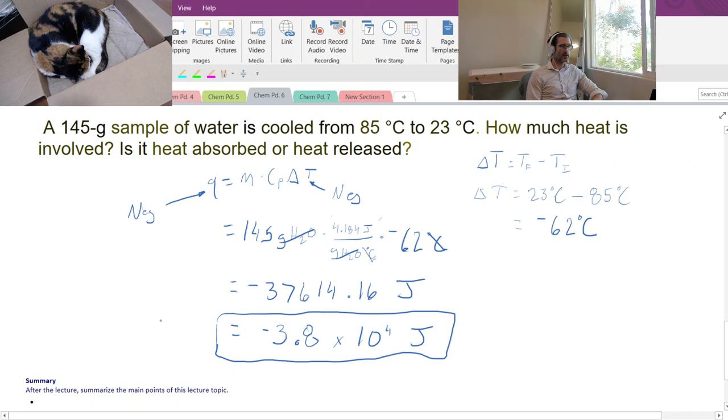We had a special name for this when heat's released. Does anyone remember that name? Heat's released. I'll give you a hint. It starts with an E and ends with thermic. Exothermic. These are exothermic conditions when water is cooled down, releasing heat into the surroundings. Heat flows out of the system in order to cool it down. Okay.